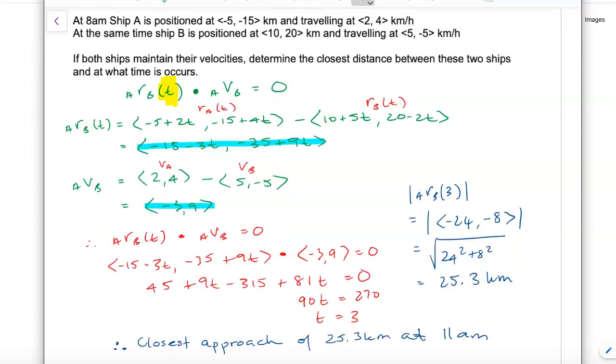Forming the A relative to B displacement over time and the velocity of A relative to B, we can find that scalar product to equal 0, which gives us t equals 3 hours. We can then substitute t equals 3 into our displacement vector for A relative to B to get 25.3 kilometres is the closest approach, happening 3 hours after 8 AM, hence at 11 AM.